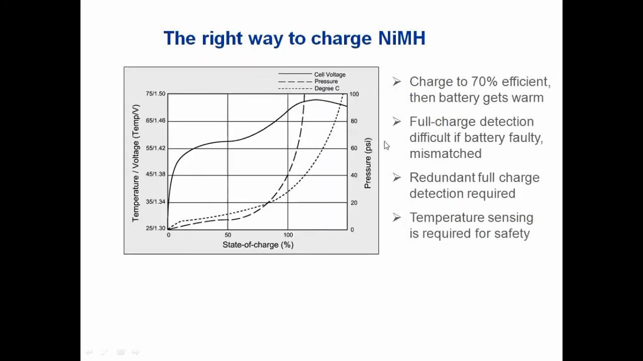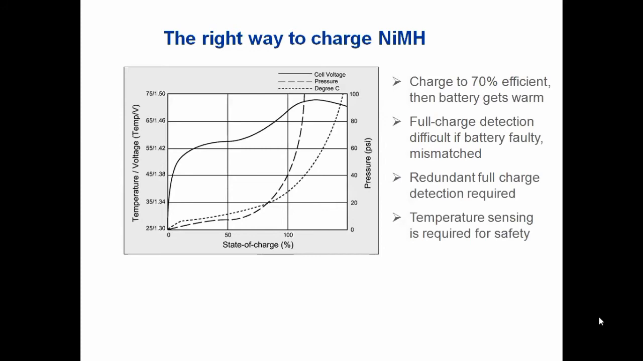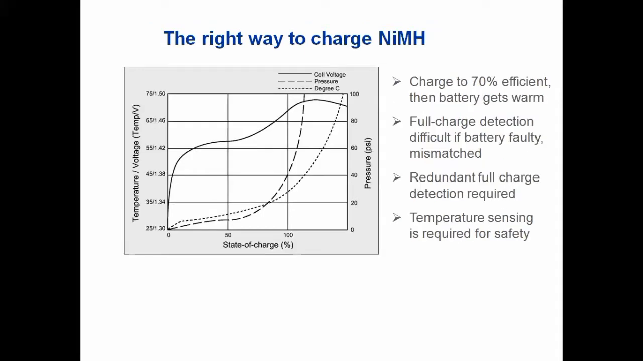So with the graph, we can have knowledge of charging to 70%. Charging to 70% is efficient for nickel metal hydride batteries. Then the battery gets warm. Full charge detection is difficult, and if the battery is faulty it is dispatched. Redundant full charge detection is required. Temperature sensing is required for safety. So here we have to consider the temperature involved in the batteries. It was not considered in the previous batteries, lead acid batteries, but here we have to consider the temperature.